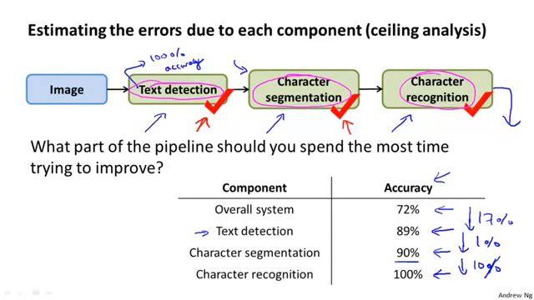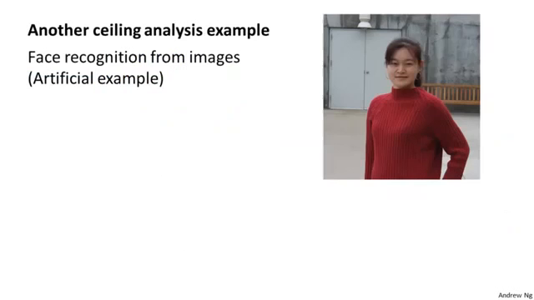So the idea of ceiling analysis is pretty important. Let me just illustrate this idea again, but with a different, more complex example. Let's say that you want to do face recognition from images. So let's say you want to look at a picture and recognize whether or not the person in this picture is a particular friend of yours, or try to recognize the person shown in this image. This is a slightly artificial example. This isn't actually how face recognition is done in practice, but I want to step through an example of what a pipeline might look like to give you another example of how a ceiling analysis process might look.